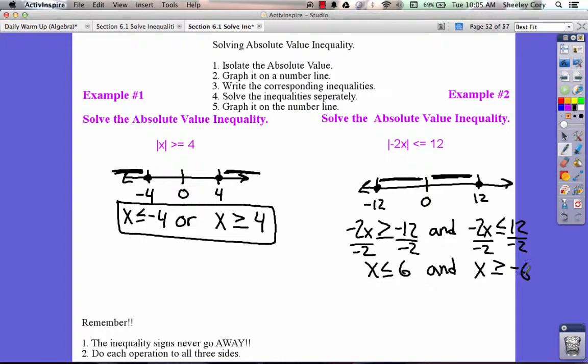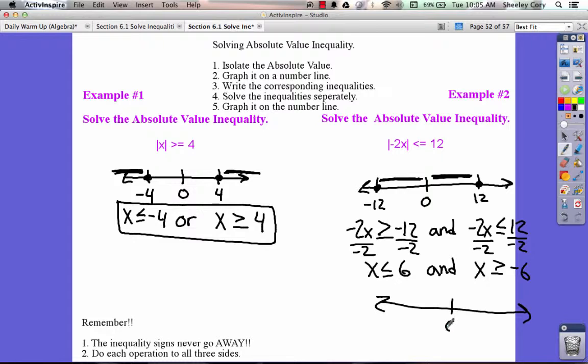If we plug in negative 6, it says x greater than or equal to negative 6, so plug in negative 6. Negative 2 times negative 6 would give us a 12, and 12 is less than or equal to 12. So let's graph this on the number line real quick.